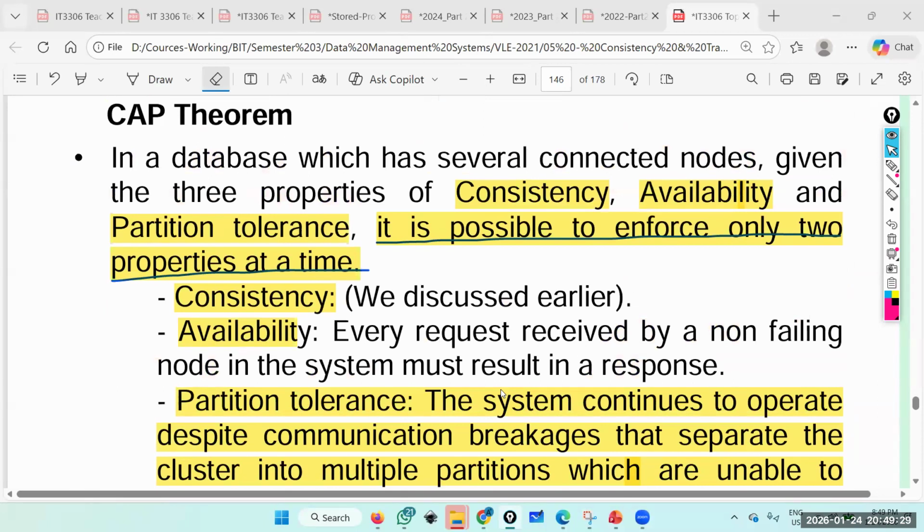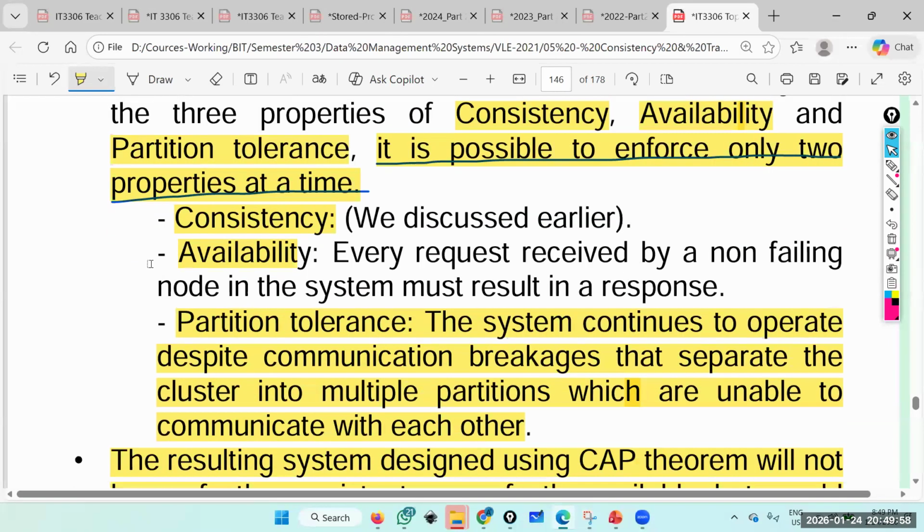Right. CAP theorem, we also talked about that. So when it comes to consistency, availability, and partition tolerance, you can't achieve all three. Right? You can't achieve all these three: consistency, availability, partition tolerance. So we can achieve only two. Only two.